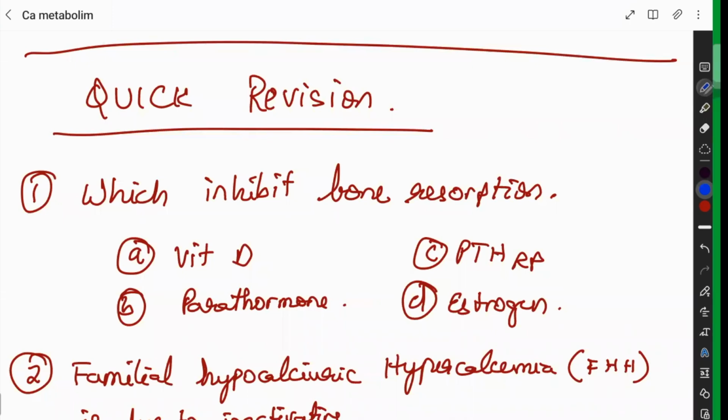Come on, tell in the chat box, someone. Can you type in the chat box, among the four options, which is going to cause inhibition of bone resorption? Someone, quickly. Just tell one answer, no issues. Around 5 or 6 students are present. Just let me know which of the following inhibits bone resorption.